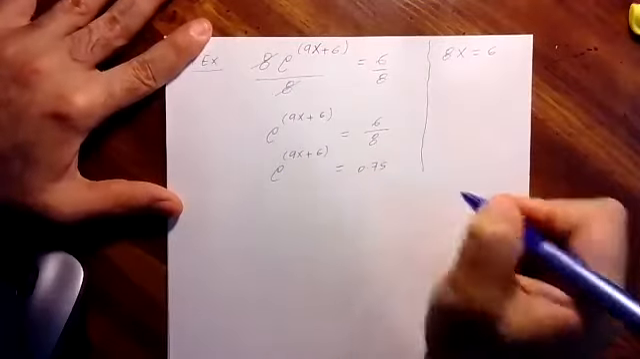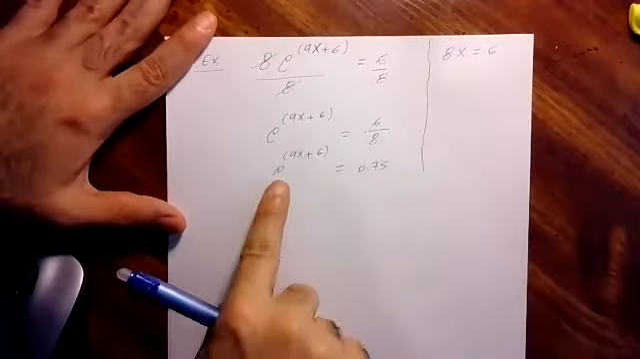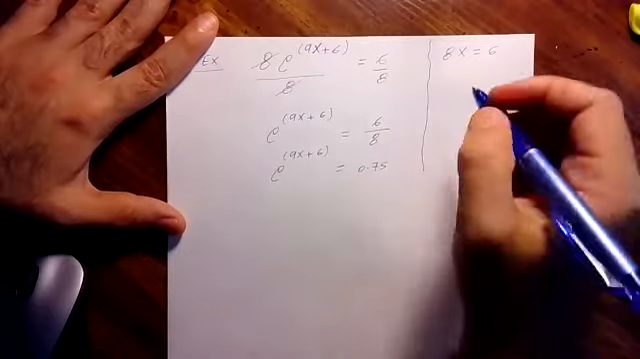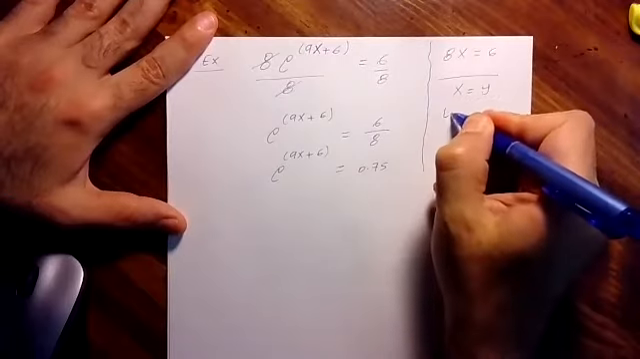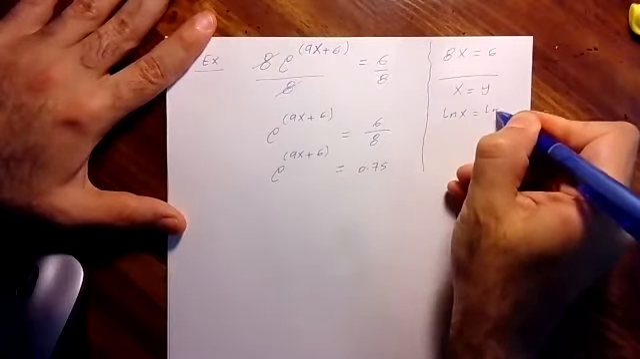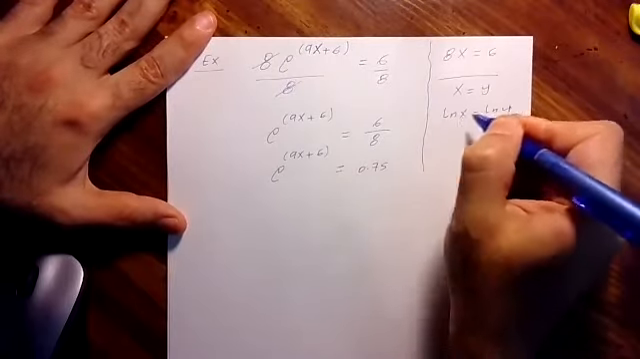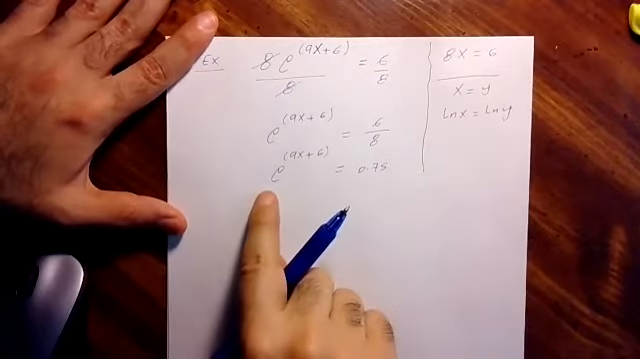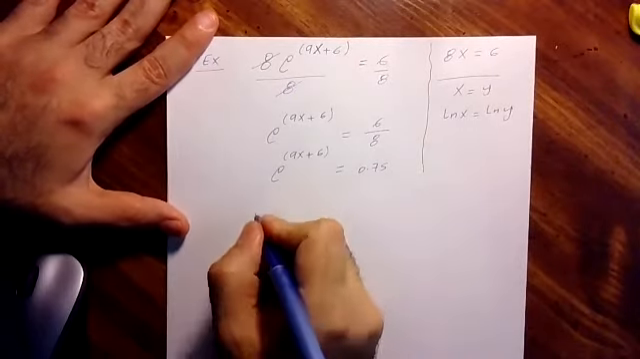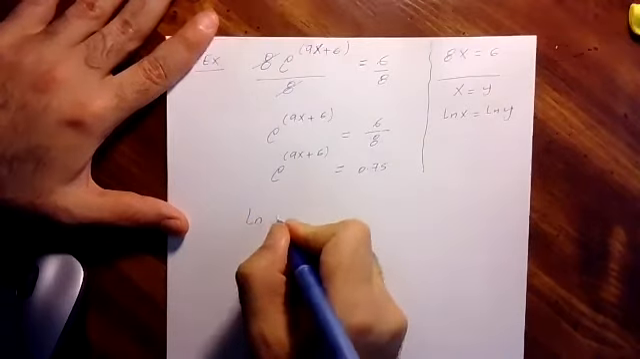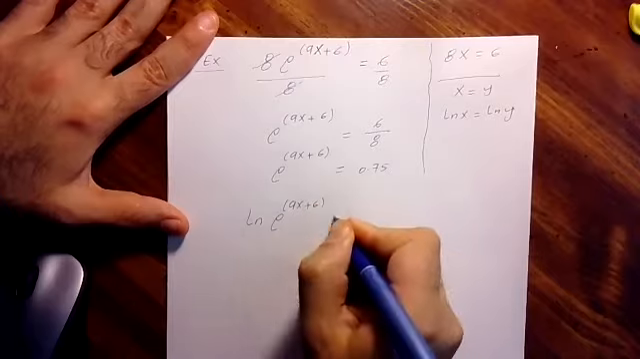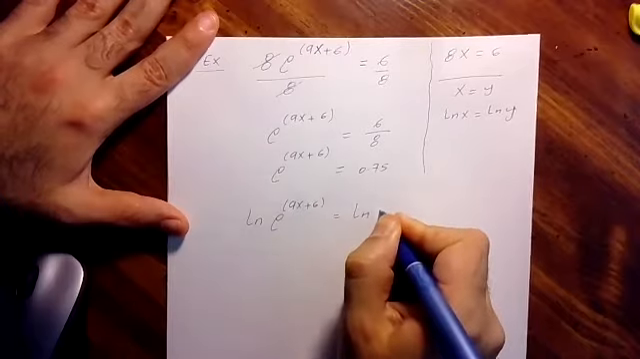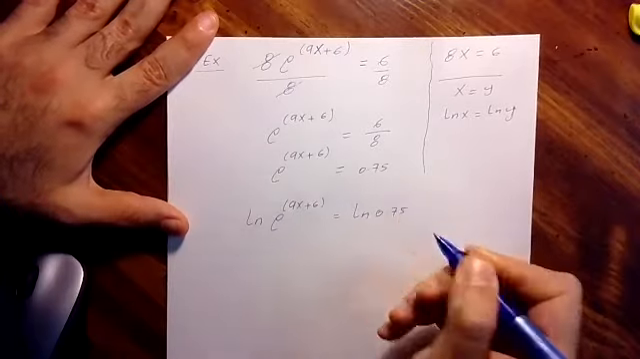Now here is the important step. This is x equals y. So if we have x equals y, I can take ln of the x equal to ln of the y. I can take ln to both sides. So I'm going to take ln here and ln here. ln of e to the 9x plus 6 equals ln 0.75.